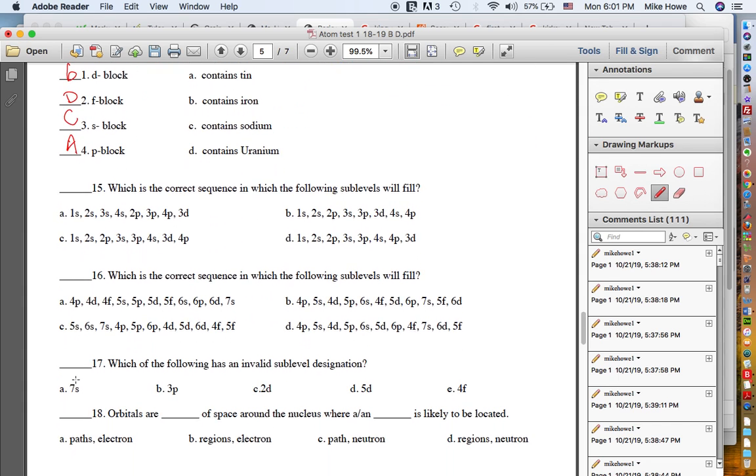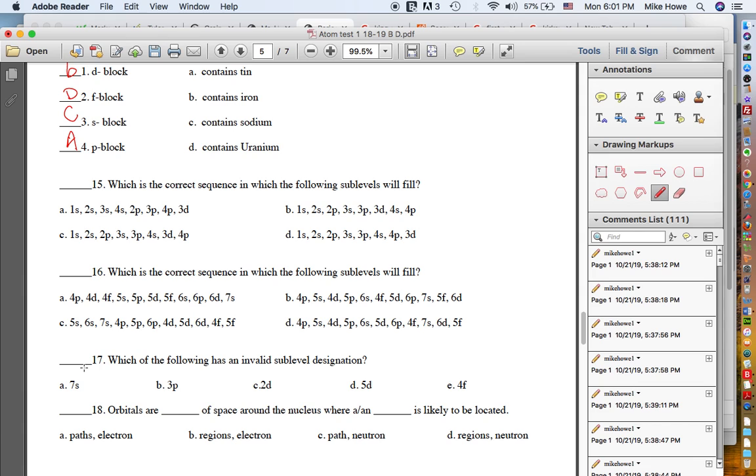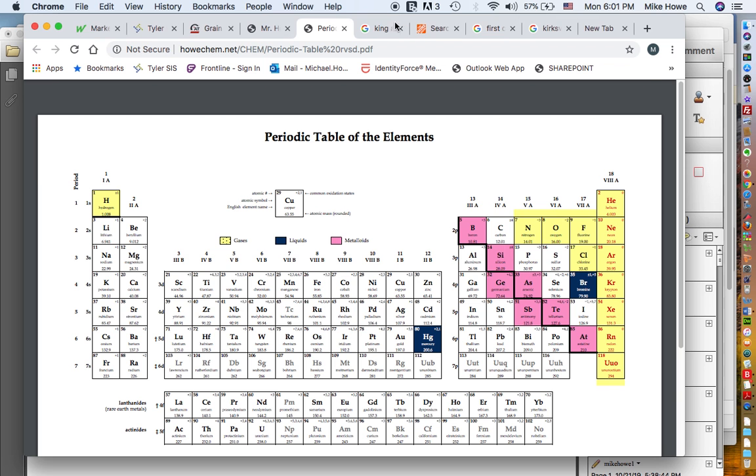Okay, the sequence. The easy way to do these is go back to your table. The sequence is 1s, 2s, 2p, 3s, 3p. Then it goes to 4s, and then 3d right here, then 4p right here, then 5s, then 4d, then 5p. I'm just going left to right across the table, then 6s. After 6s, there's a little asterisk thing right here. That means go down here.